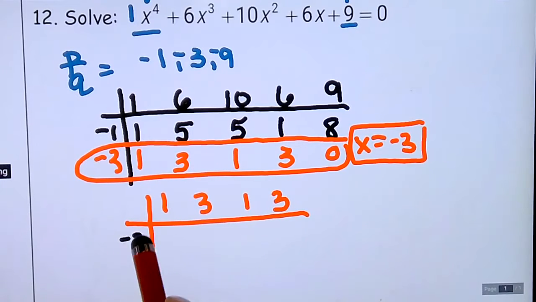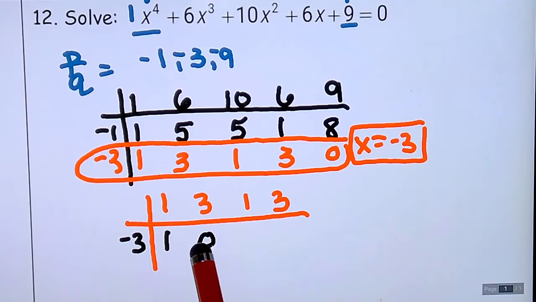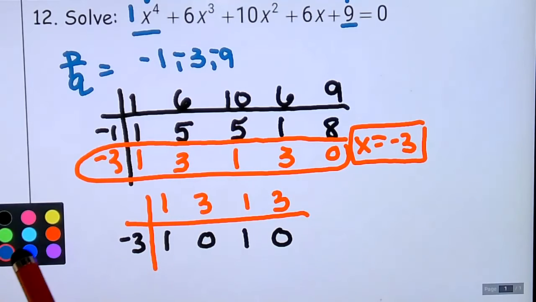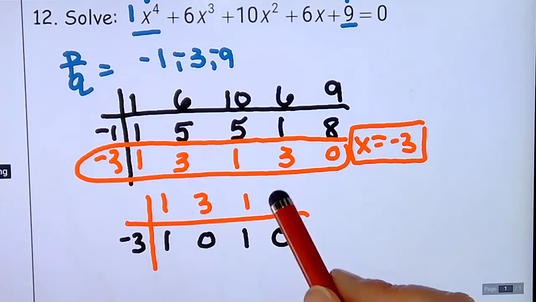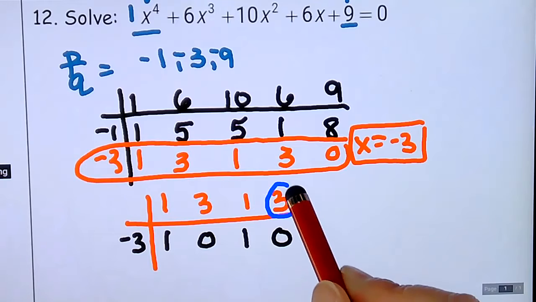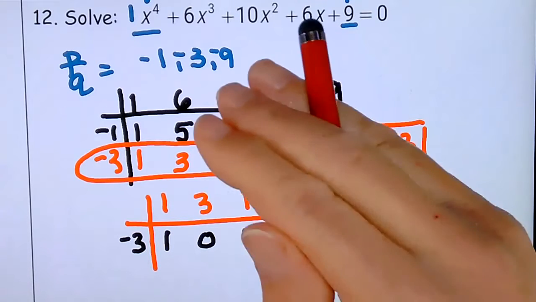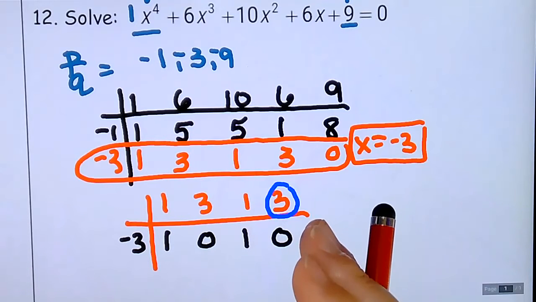So I'm going to try negative 3. I'm going to bring down my 1. 1 times negative 3 is negative 3. I add it, 0. 0 times negative 3 is 0. I add it, 1. 1 times negative 3 is negative 3. I add it, 0. So again, what did I do? Why did I decide not to try that 9? Because this is my new p. Now this p is not going to add things on to my choices, but it might take things away.